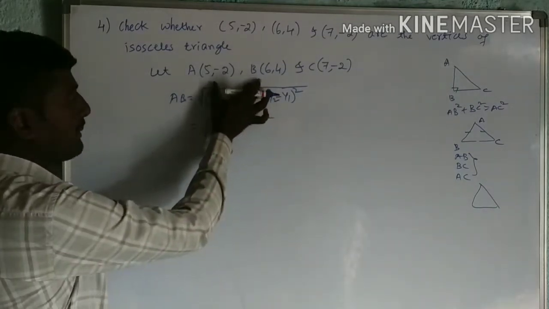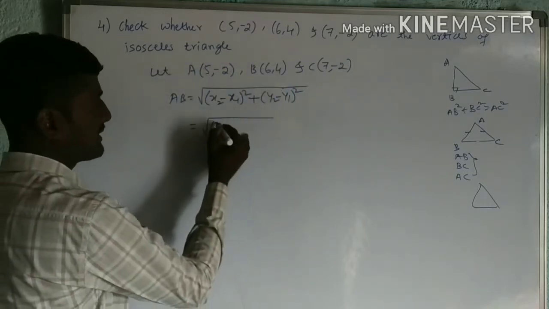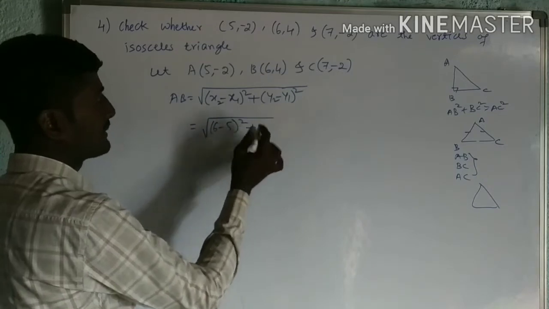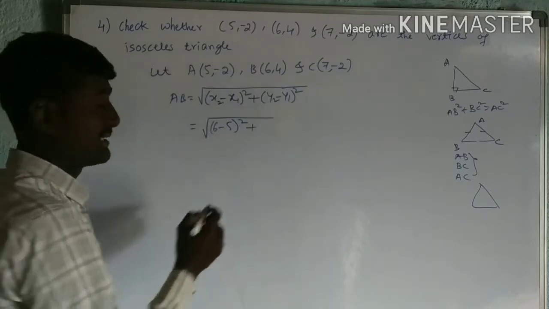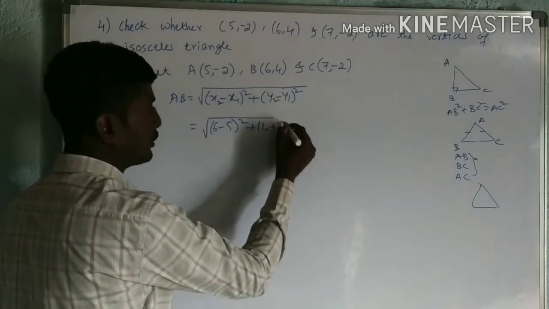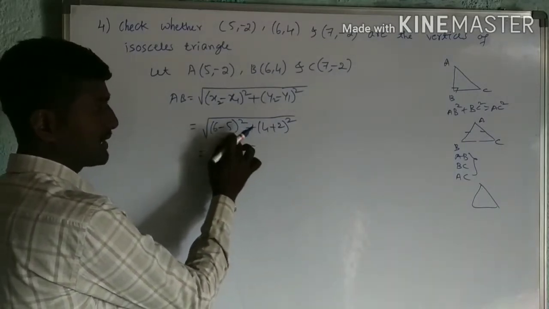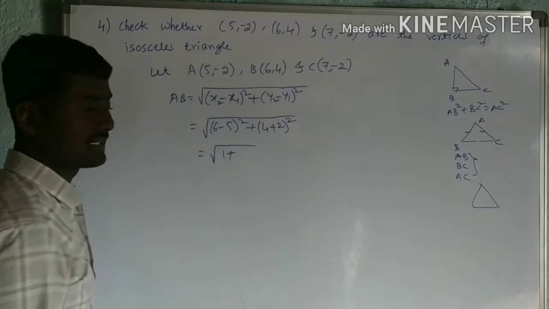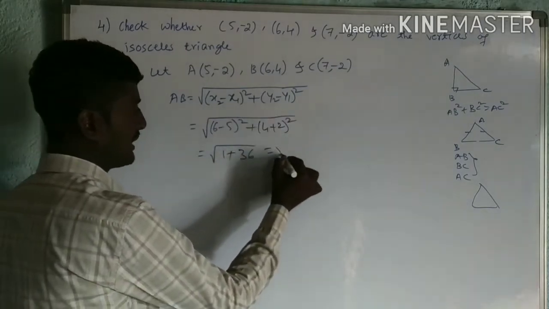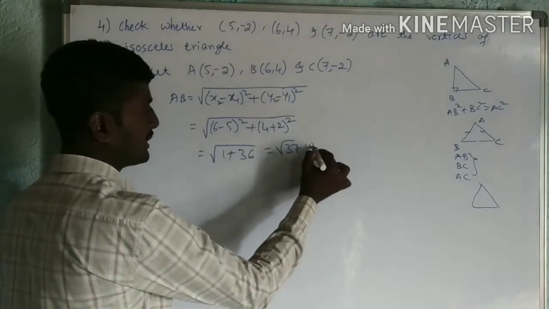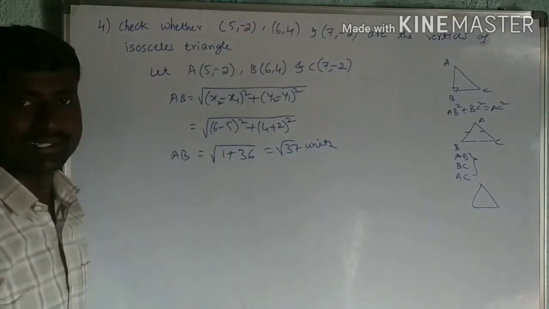So I am going to find AB. This is x1 y1, this is x2 y2. (6 minus 5) whole square plus (4 minus (-2)). Minus into minus, that will be 4 plus 2 square. Now this is equal to under root of (6 minus 5), 1 square is 1, plus 6 square is 36. So here I am getting root 37 units. So that is AB, root 37 units.